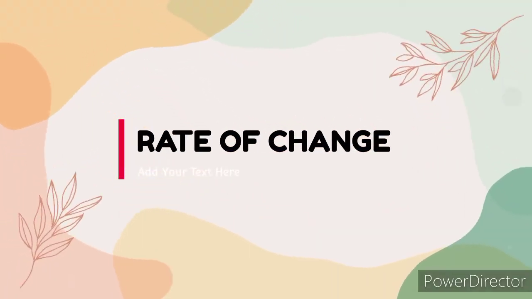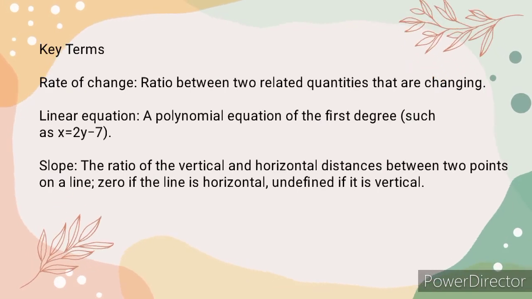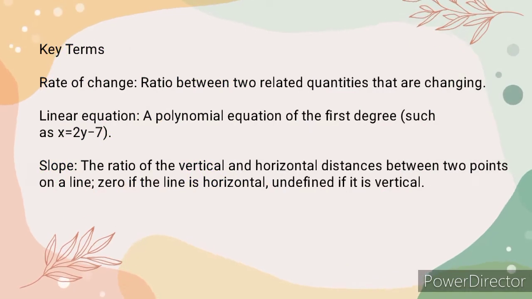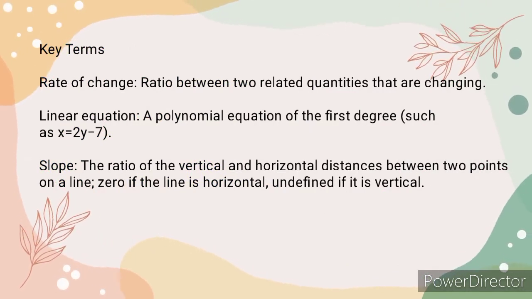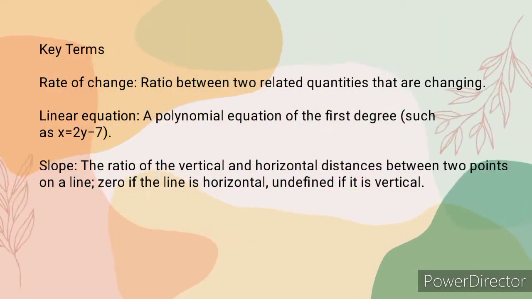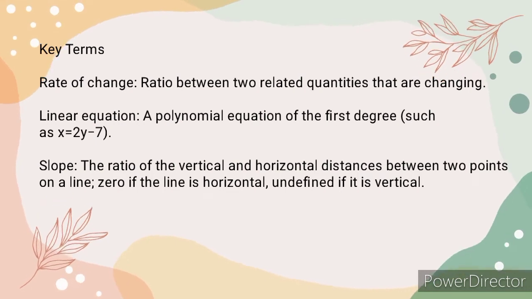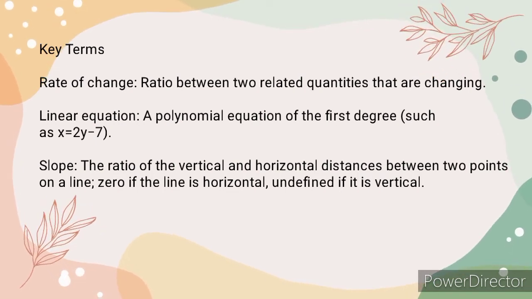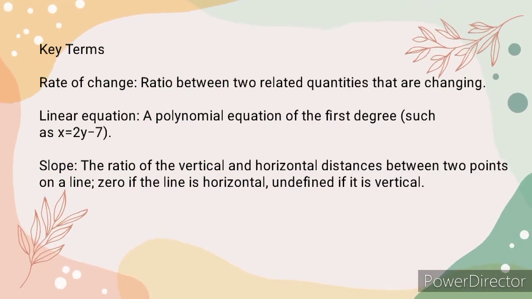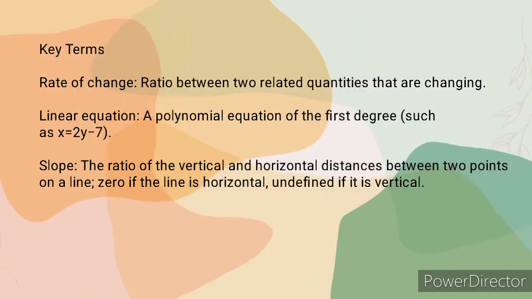In this topic, we will discuss the rate of change. First, we go to the key terms. Rate of change: the ratio between two related quantities that are changing. Linear equation: a polynomial equation of the first degree, such as x equals 2y minus 7. Slope: the ratio between the vertical and horizontal distances between 2 points on a line. It is 0 if the line is horizontal, undefined if it is vertical.